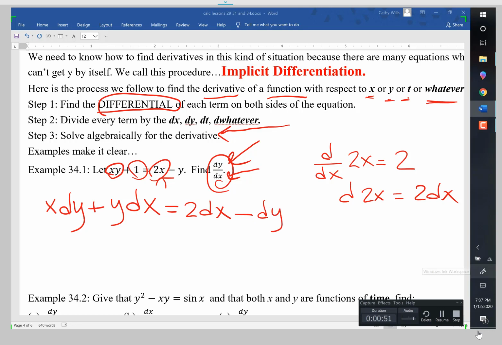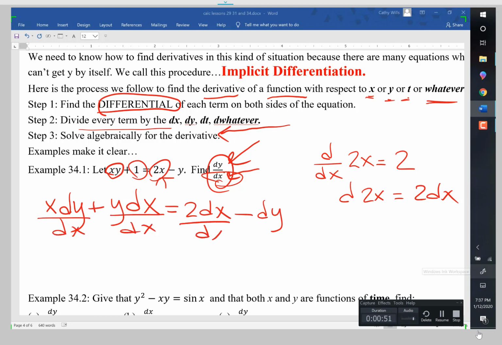All right, so now you've found the differential of all the terms, and now you're going to divide every term, in this case, by dx, because that's the thing that you're finding. So dividing everything by dx.